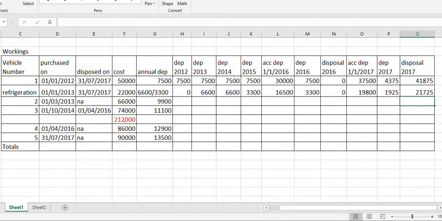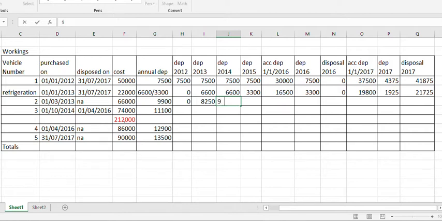Vehicle number 2, bought on the 1st of the 3rd 2013, and we still have it, so it wasn't disposed of. So 2012 didn't have it. 2013 it was bought on the 1st of March, so we had it for 10 months. So full year's depreciation divided by 12 multiplied by 10, 8250.